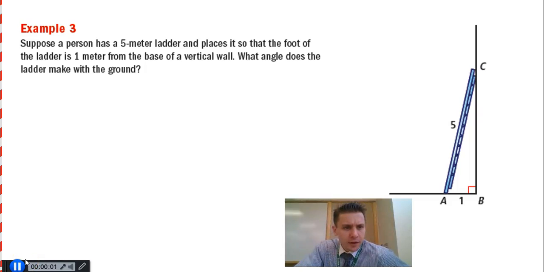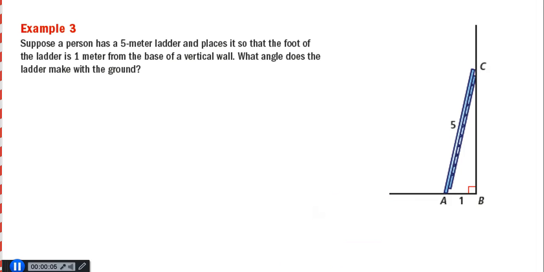And example 3 from 13.6 on the sine and cosine ratios here. So suppose that a person has a 5-meter ladder and places it so that the foot of the ladder is 1 meter from the base of a vertical wall. So therefore, it forms a 90-degree angle with the ground. What angle does the ladder make with the ground?